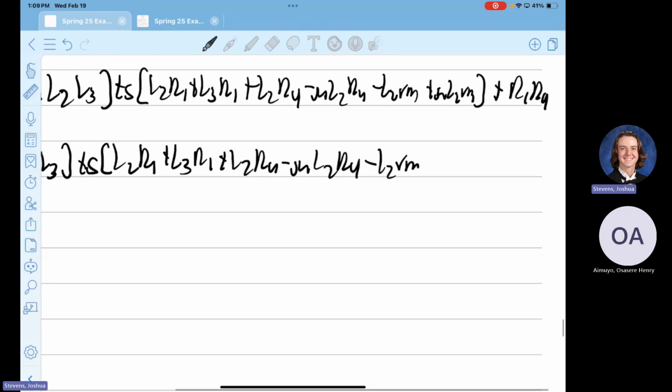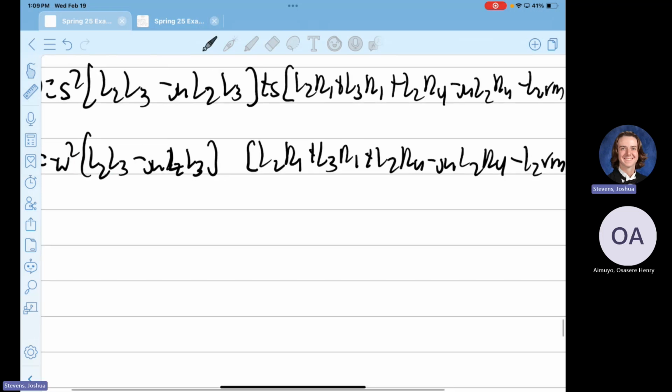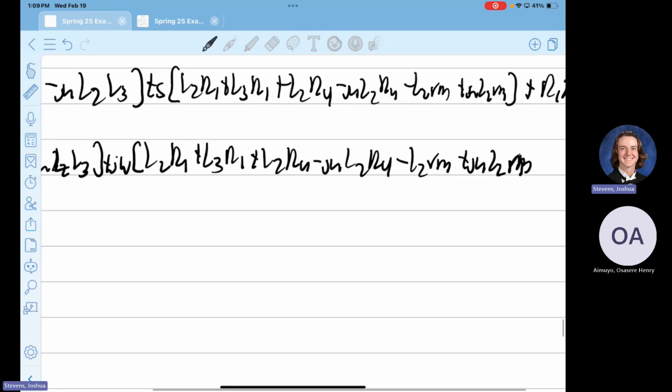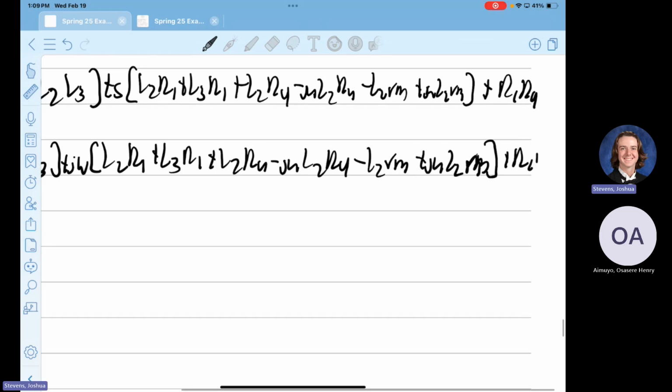Minus L2 RM plus mu L2 RM. Oh, this S, probably need to change that to just J omega. Yep. This is all being plussed by R1, R4.